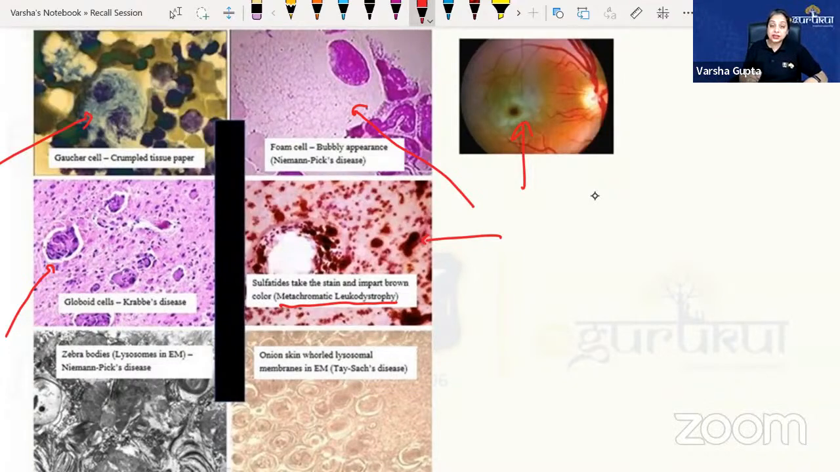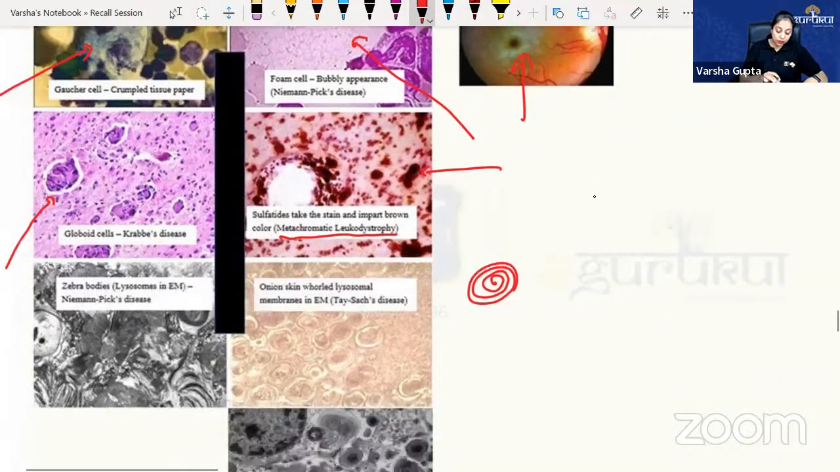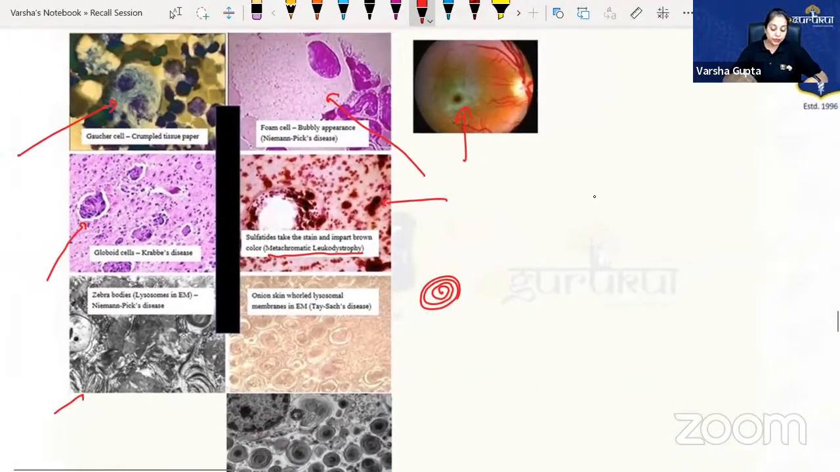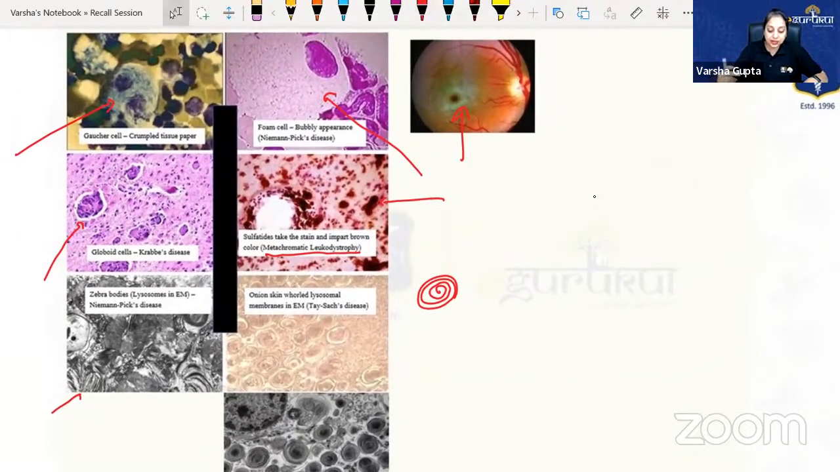In Tay-Sachs, we are looking for the onion skin, these kinds of words are there, right? That is Tay-Sachs disease. In Niemann-Pick disorder, we are looking for the zebra bodies, the black and white stripes inside the lysosomes, right? So this was not very tricky, very easy.